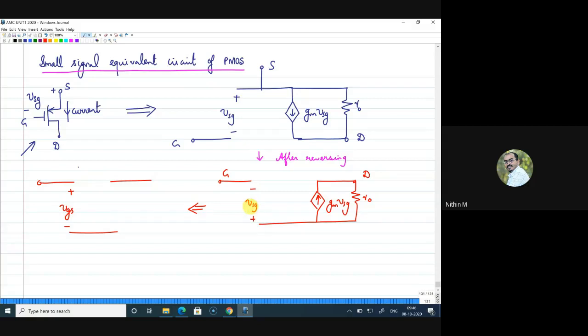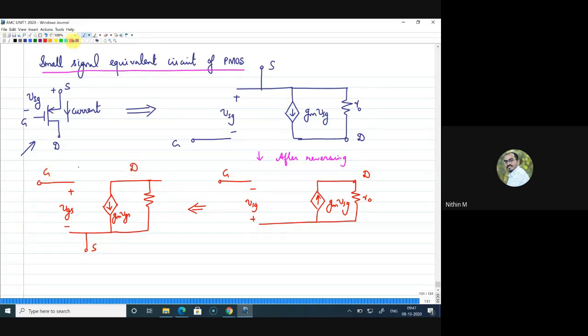What is the difference between VSG and VGS? It is only a negative sign. So that change I have made over here. So when I do that, now the current is flowing in this direction with the VSG. Now if I write in terms of VGS, the current will actually come in the opposite direction. So this is GM into VGS and the resistance is like this. Right. So this is source, this is gate, and this is drain.